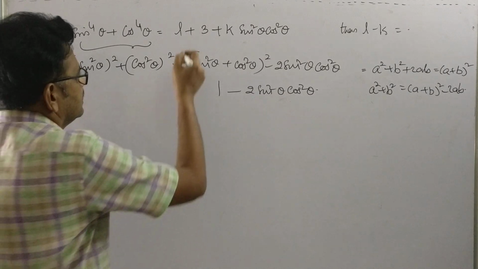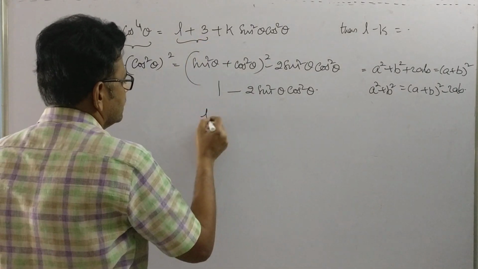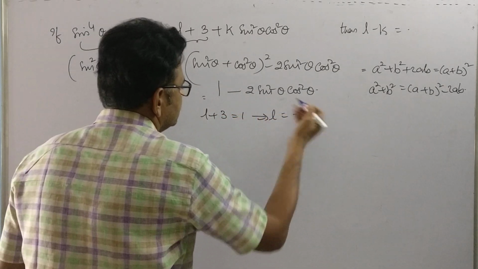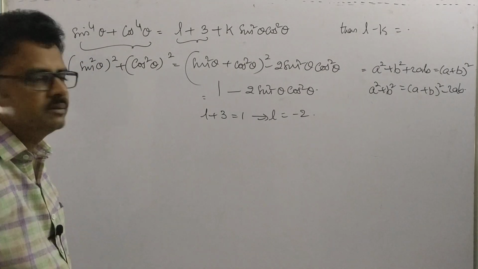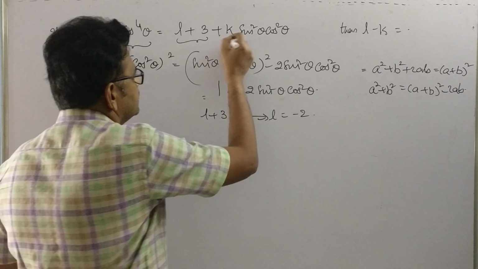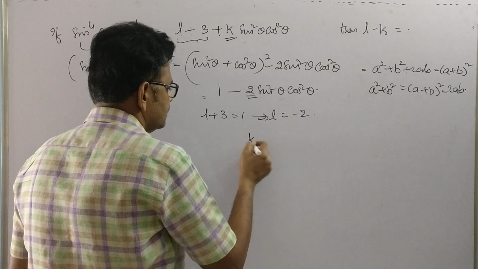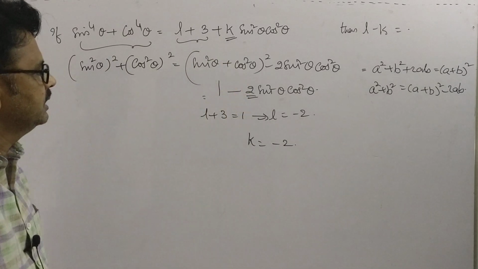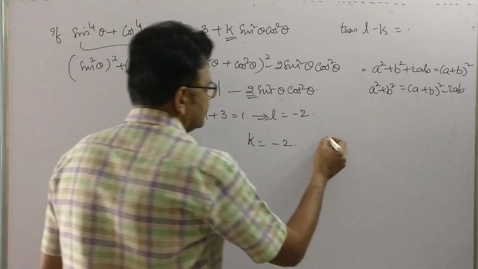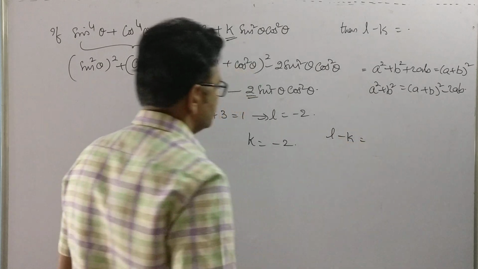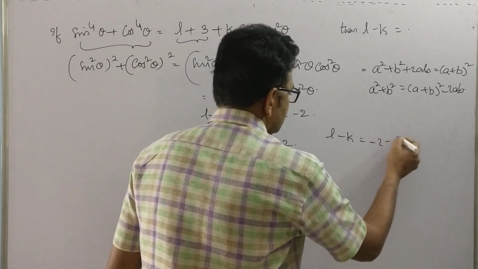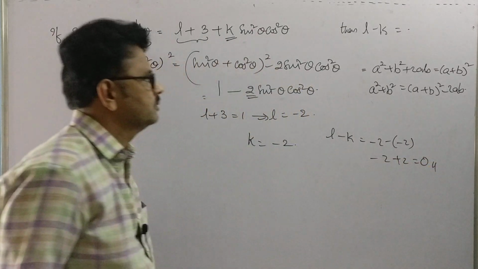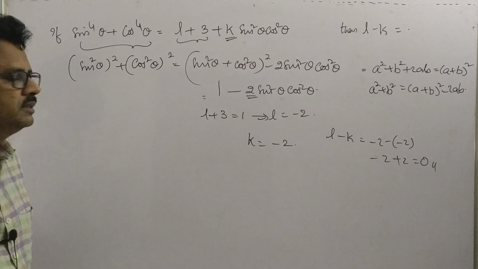Now compare this. L plus 3 is equal to 1, which implies L is equal to 1 minus 3, that is minus 2. And K is minus 2. Now the given question is L minus K, where L is minus 2, minus of minus 2, that is minus 2 plus 2, which is 0. So L minus K is 0.